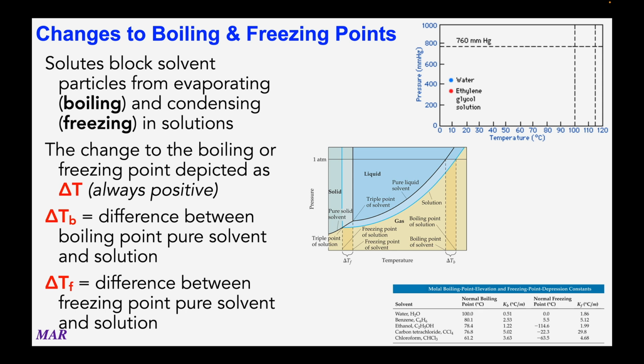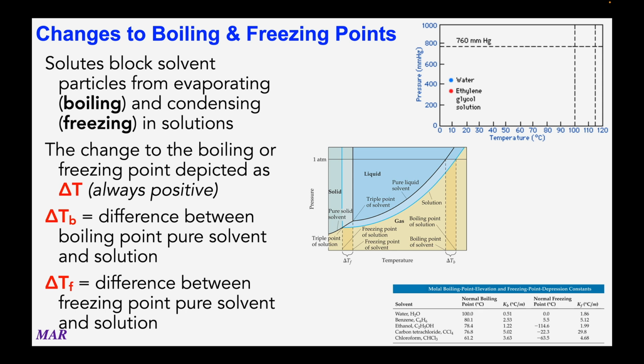First, just some definitions. Boiling is where the solvent begins to go from the liquid to the gas phase. And condensing or freezing is where the solvent, which is a liquid, will start to go into the solid phase. So boiling and freezing. As you put solute in a solvent to make a solution, we're going to see that the boiling and freezing points will change. And they're changing by an amount, delta T. And delta T is the difference between the boiling point of the solution and the boiling point of the pure solvent. Or if it was for freezing, it would be the difference between the freezing point of the solution versus the freezing point of the solvent.